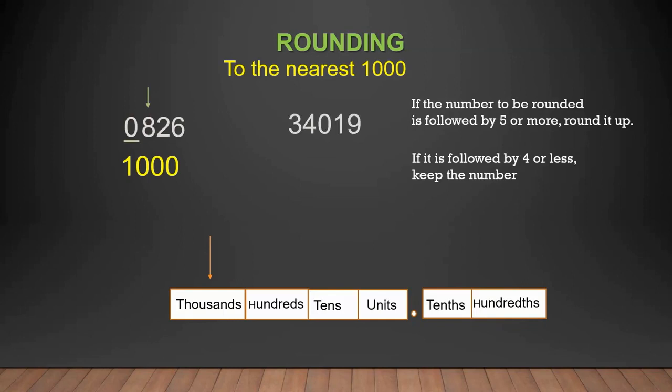So next we have 34,019. 4 is in the thousands place, followed by 0, which is less than 5, so we keep the 4 and turn the others into 0, so we have 34,000.